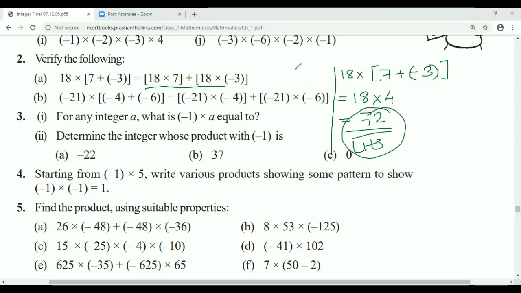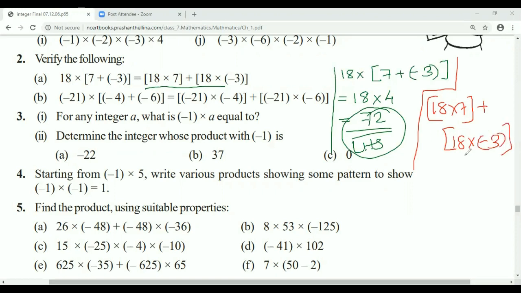Same way we are finding the answer on the right hand side. That is 18 into 7 plus 18 into negative 3. For this, first we are multiplying 18 into 7. So 18 into 7, we know that is 126. And we have to add 18 into negative 3 with that. So we know 18 into negative 3 is equal to negative 54. So negative 54 plus 126 is equal to, we know the answer is positive 72.